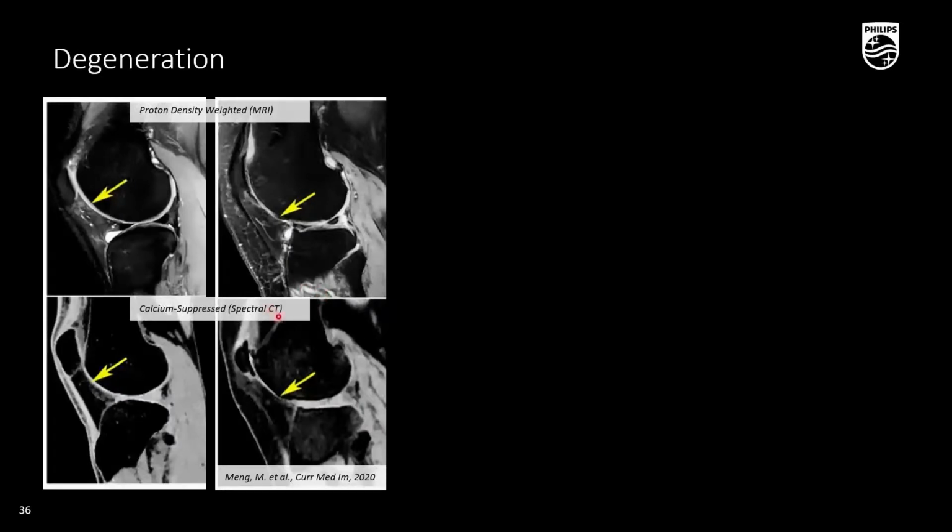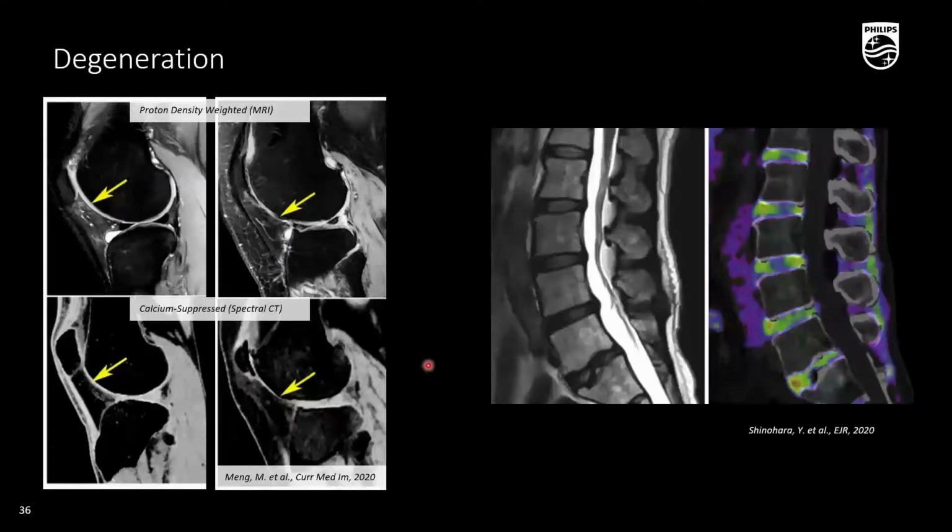What's really interesting is looking at the degeneration, for example, of cartilage. Here's a case, a calcium suppressed spectral CT image and proton density weighted MRI. Here with healthy cartilage and here with degenerated cartilage. And you can see exactly, of course, where the arrows are, where this degeneration occurs, okay? And at this point, we can also see it with the calcium suppression, so comparing the two. Of course, it's not perfect. It's not quite as drastic here, but it's certainly showing the difference. So we see, again, lots of potential.